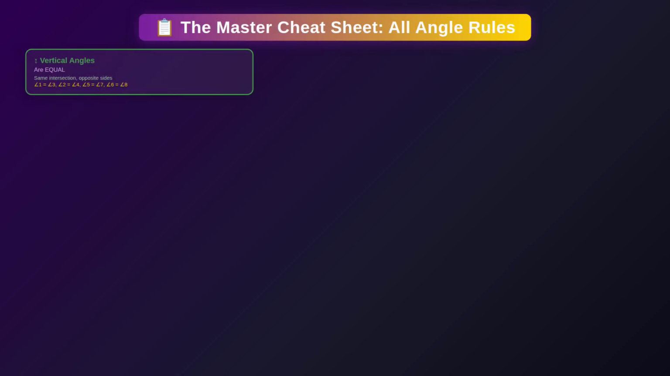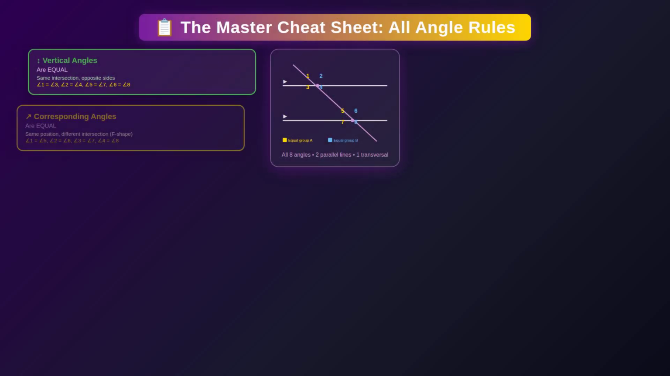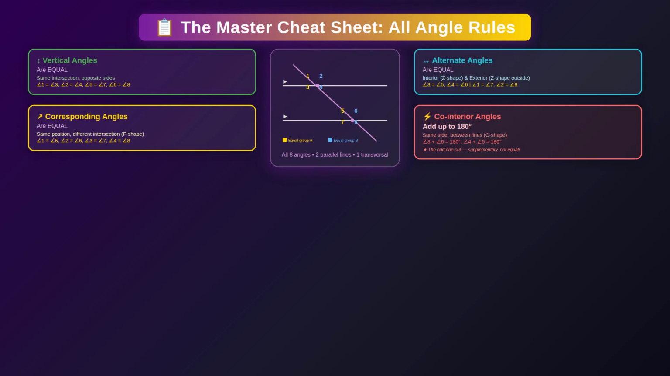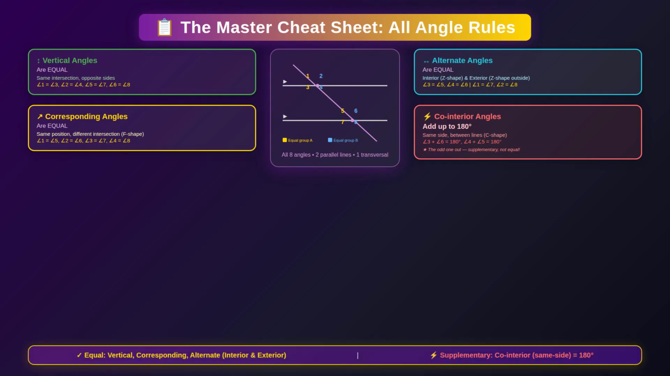Maya sticks this cheat sheet on her wall, and honestly, you should too. Here's the complete summary. Vertical angles are equal. That's at the same intersection. Corresponding angles are equal. Same position, different intersection. Alternate interior angles are equal. The Z-shape between the lines.